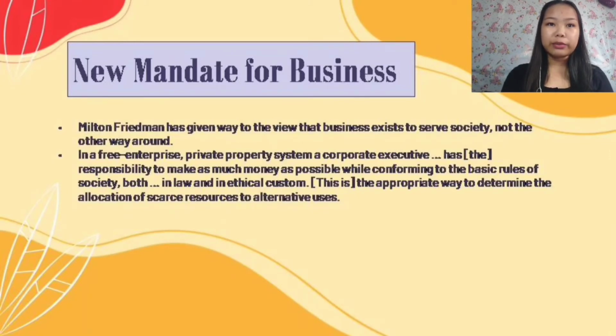In many forums, Milton Friedman made the following case. In a free enterprise private property system, a corporate executive has the responsibility to make as much money as possible while conforming to the basic rules of society, both in law and in ethical custom. This is the appropriate way to determine the allocation of scarce resources to alternative uses.